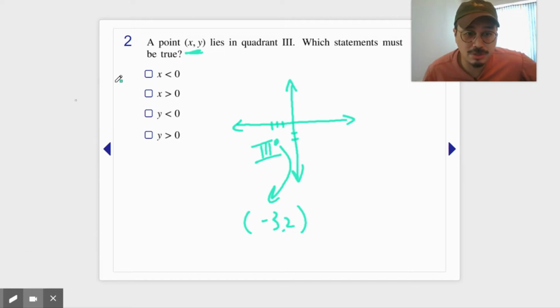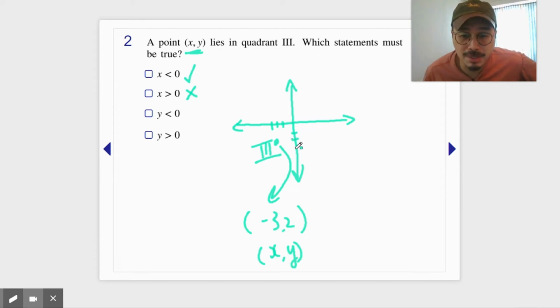So let's go over each one of these. Is x less than 0? Yeah, right, because this is x and this is y, right? Is x less than 0? Yeah, that's true. Okay, so I'm going to put a check on that. Is x greater than 0? No.